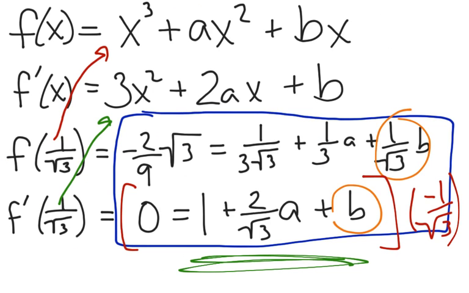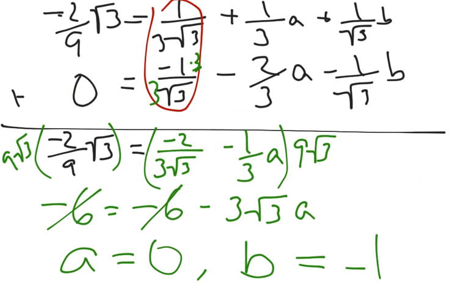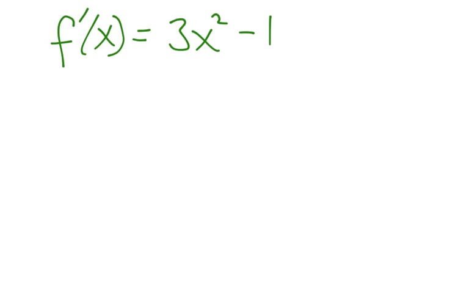And so I'm going to go plug these in. If a is 0, then our middle expression here for the derivative is going to be 0, and b was negative 1. So I have f prime is 3x squared minus 1, and that's going to be important for part b. F prime of x is equal to 3x squared minus 1.